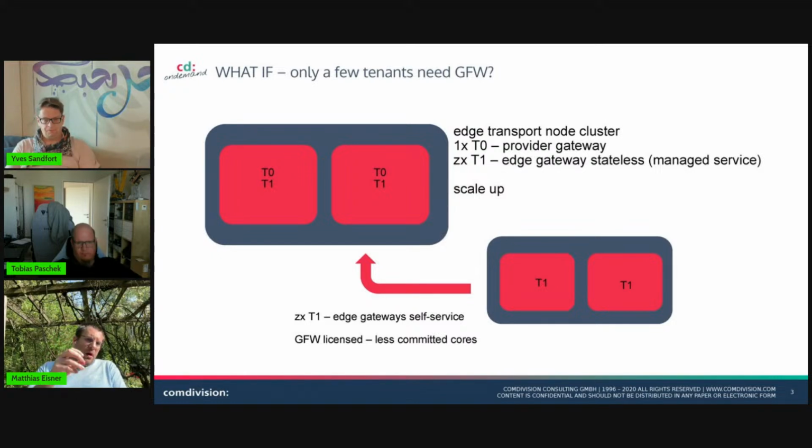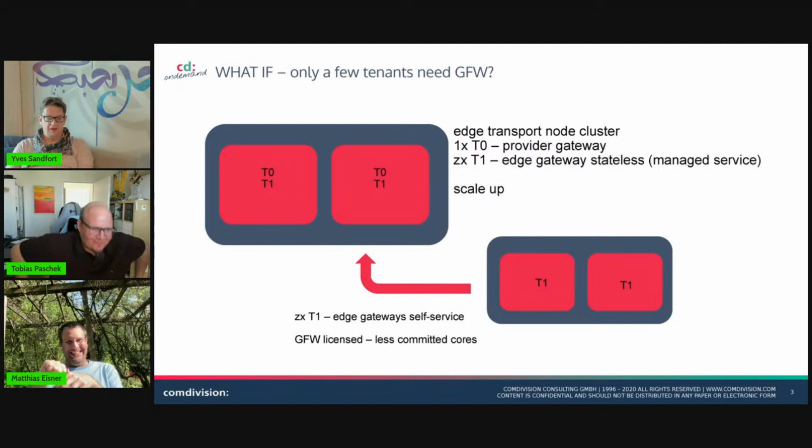So on the base cluster, you could run the T1 edge gateways stateless, but that's a managed service. So be careful with the stateless T1. Toby, what's the really cool thing about a stateless T1? Headless. It's not me talking all the time. No, it's headless. What's the cool feature of a stateless T1? I don't need an edge transport node. That's the cool feature about it.